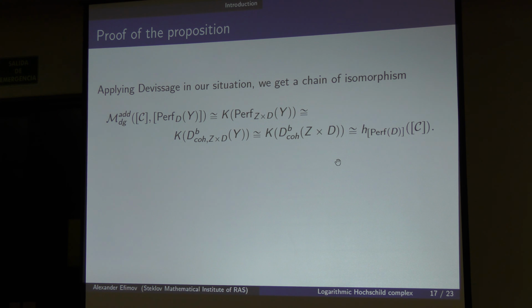And again, because everything is smooth, it is the same as K-theory of D^b Coh supported at Z cross D over Z cross Y. And by Quillen's dévissage, so here we apply this dévissage, it is the same as K-theory of just coherent sheaves on Z cross D. And again, by Fourier-Mukai, this is just the value of the representable functor by perfect complexes on D on C.